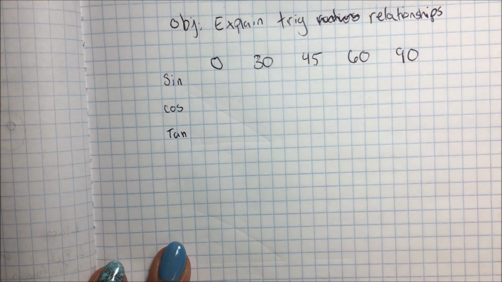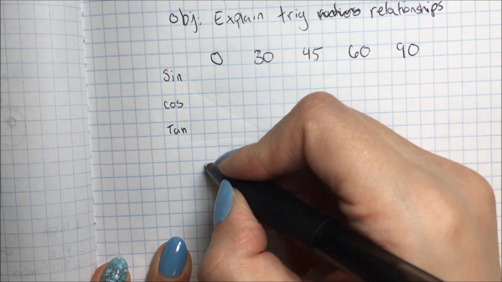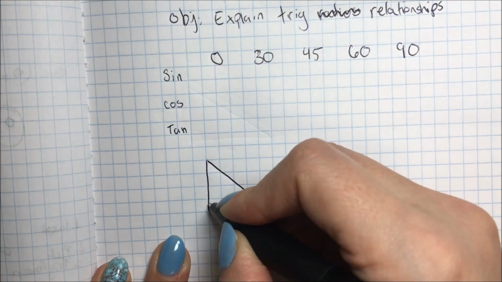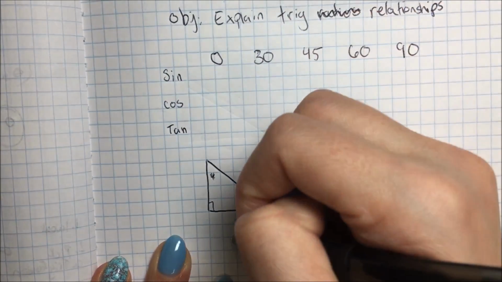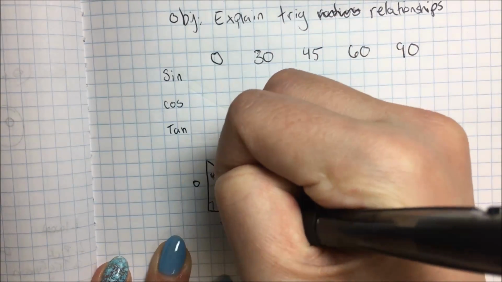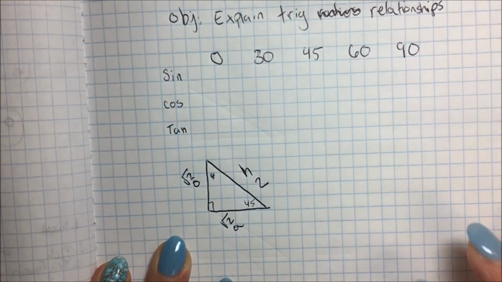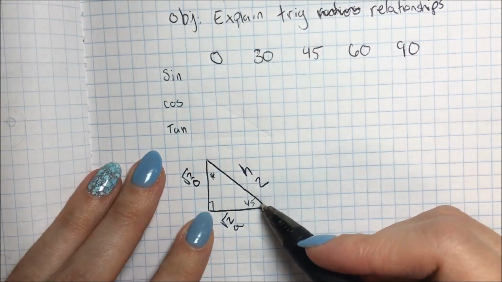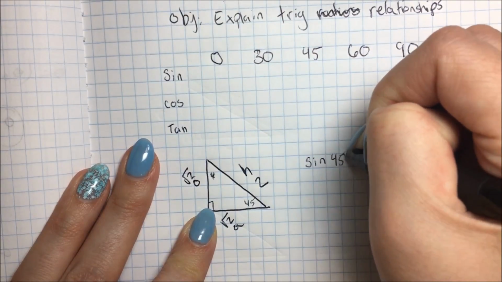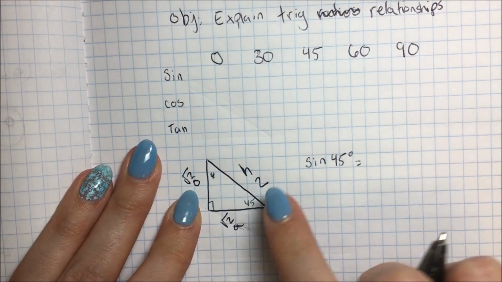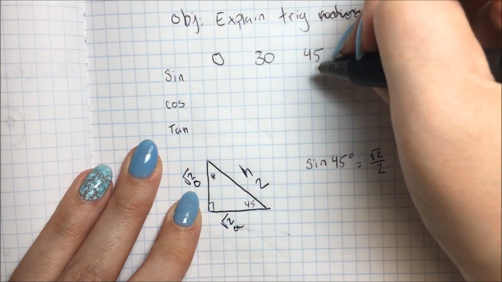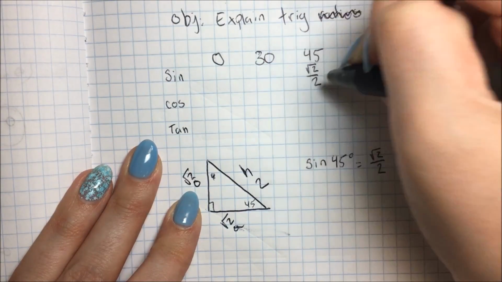So if I were to look at the special right triangle of 45, 45, 90. Okay, this is my adjacent side, my hypotenuse, and my opposite side. And remember, we decided to use radical 2, 2 for this. Okay, if I wanted to find the sine of 45 degrees in this triangle, I'd use opposite over hypotenuse, or radical 2 over 2. So the sine of 45 is radical 2 over 2.